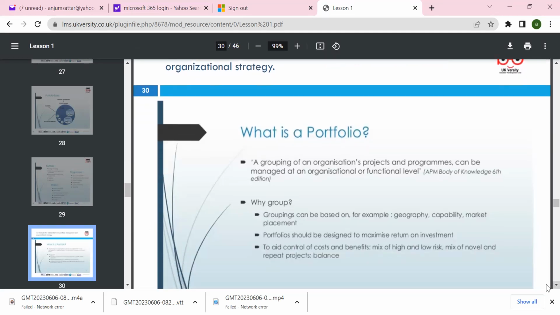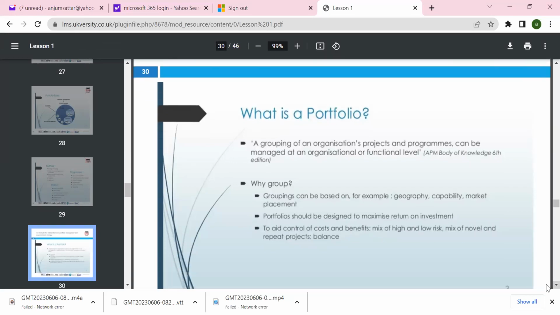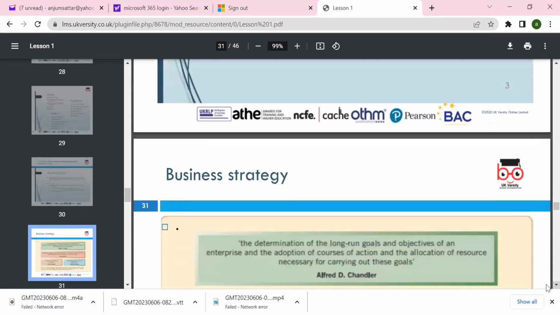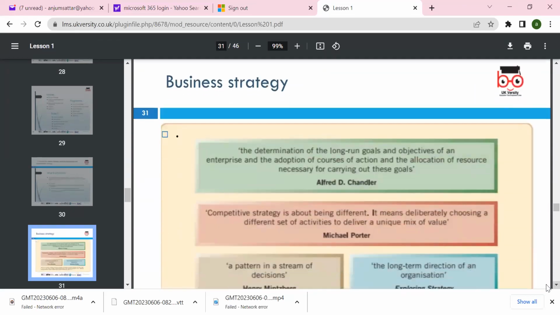ROI, return on investment, we want to be able to control the cost and mix. So the control system needs to be properly designed. Sorry, it's too lengthy a slide. There's a lot of stuff there, but that helps with strategy.